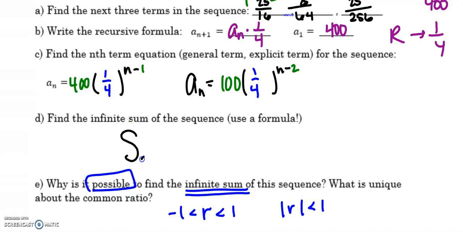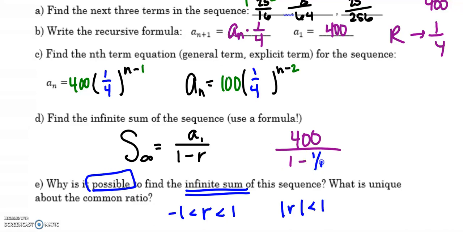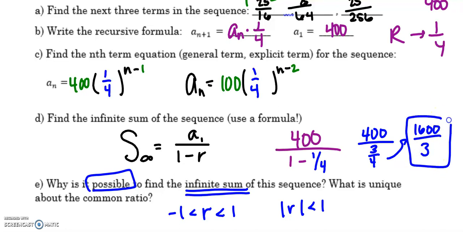So my infinite sum is equal to my a sub 1 over 1 minus r. Well, a sub 1 for me was 400, and 1 minus my r was 3/4. So that's going to end up being 400 over 3/4, which will really be 1600 over 3 for my sum.